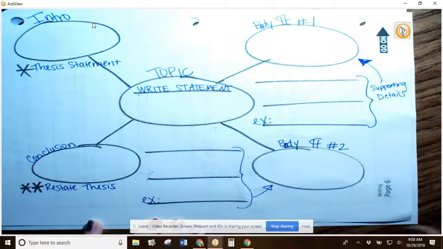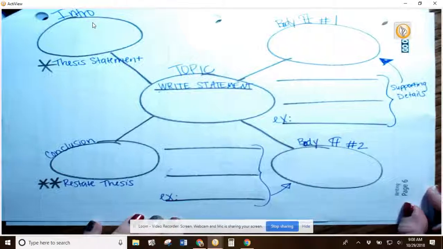Then you can just put it in sentence form on your lined paper, or if you want to do some sort of outline or rough draft. But remember, this is a timed test, so we want to make sure we get through these steps as quickly as possible. Those are the different parts of the bubble map. So let's go ahead and get started.